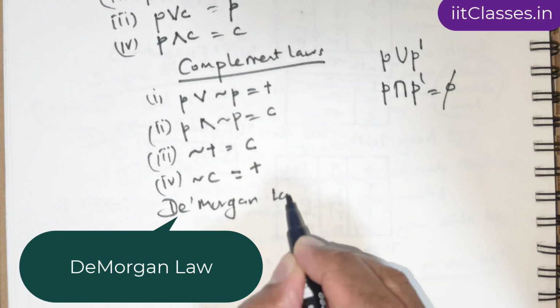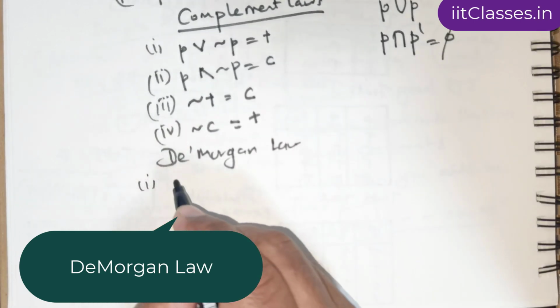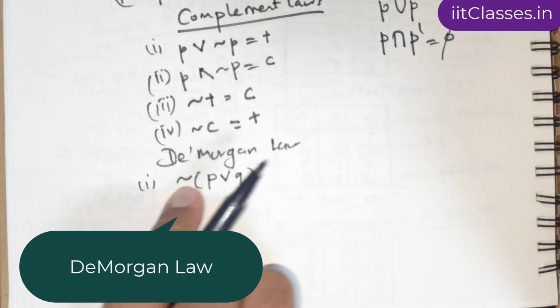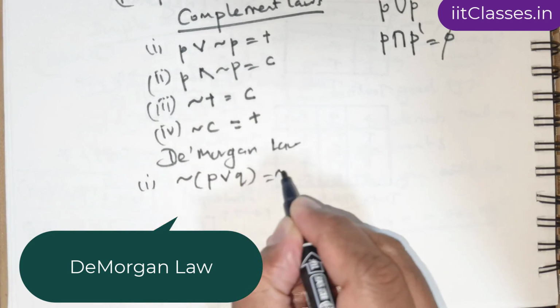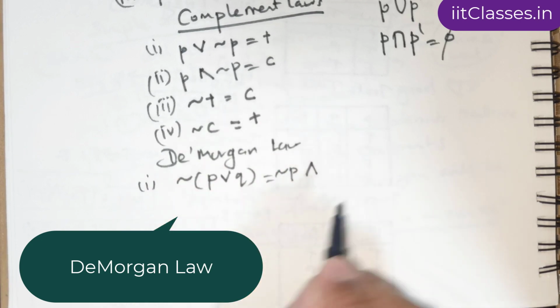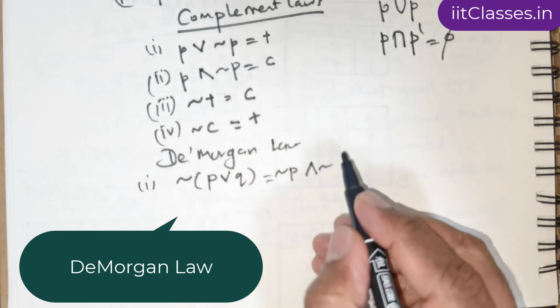laws. Very important. The first one is, you have a negation of P disjunction Q. You distribute the negation inside. So this is going to be negation of P. When negation hits the disjunction, it becomes conjunction. And you have a negation of Q.